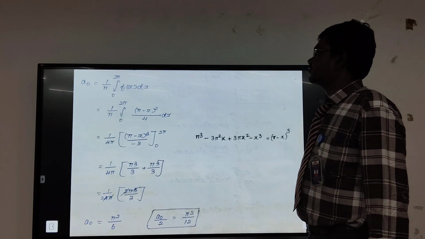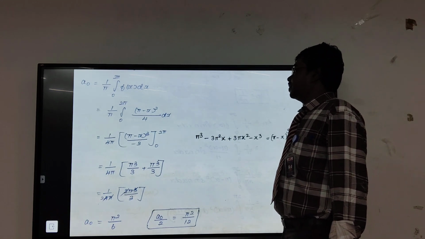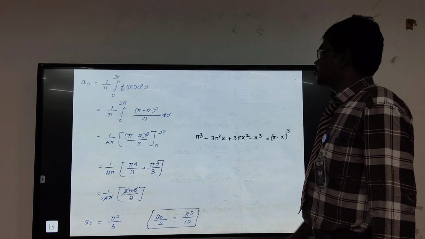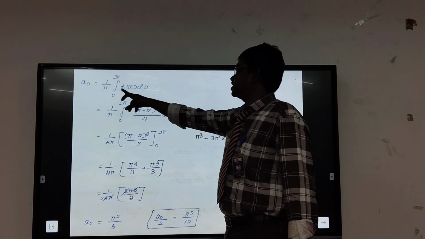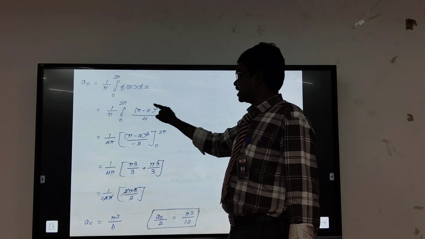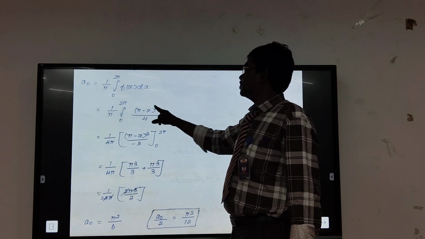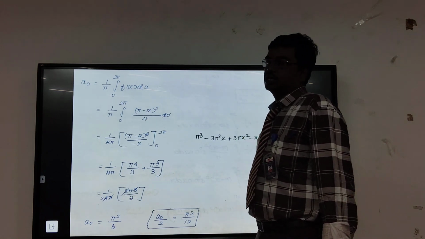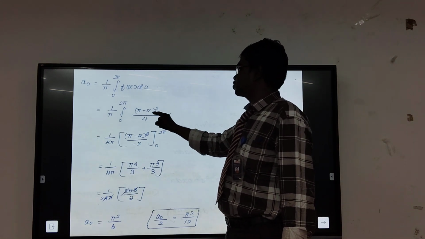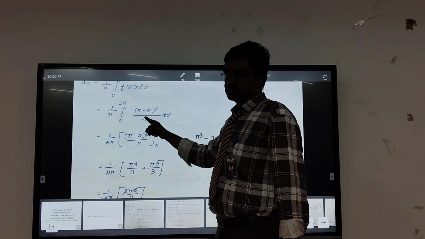Now we first find a0. What is a0? The formula is 1 by pi integral 0 to 2 pi f of x dx. What is the value of f of x in the interval 0 to 2 pi in the question? (pi minus x) by 2 whole square. I can expand this as (pi minus x) whole square by 4. Now we integrate this. What is the constant here? 1 by pi, 1 by 4 is the constant.